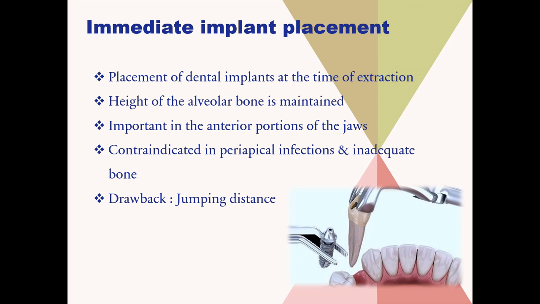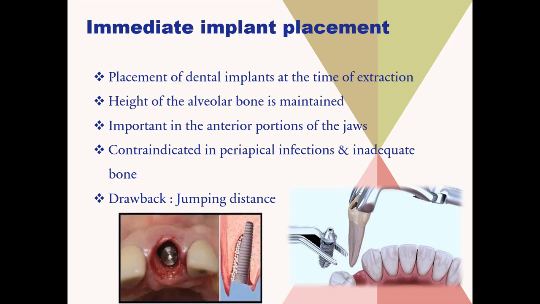Another important drawback of immediate implant placement is the jumping distance, which is the residual space between the implant and the socket wall. This happens because of the differences in the socket anatomy and the implant design. This jumping distance can lead to bony resorption and formation of bony defects, thus compromising the primary stability of the implant. So if the jumping distance exceeds 2 mm, then grafting procedures are required.